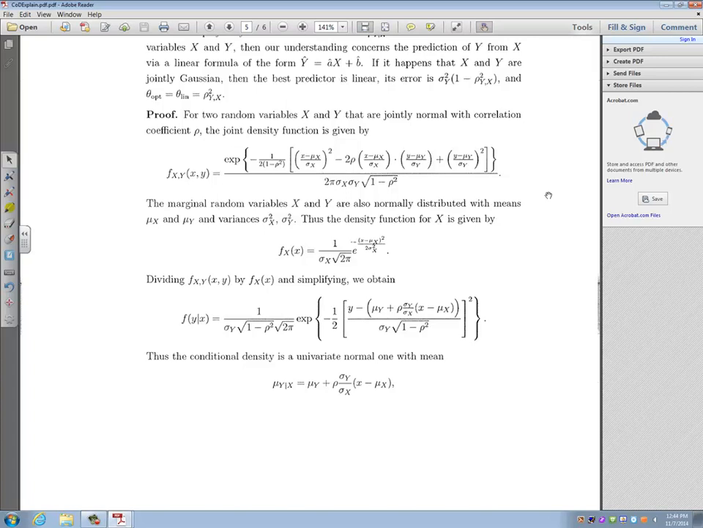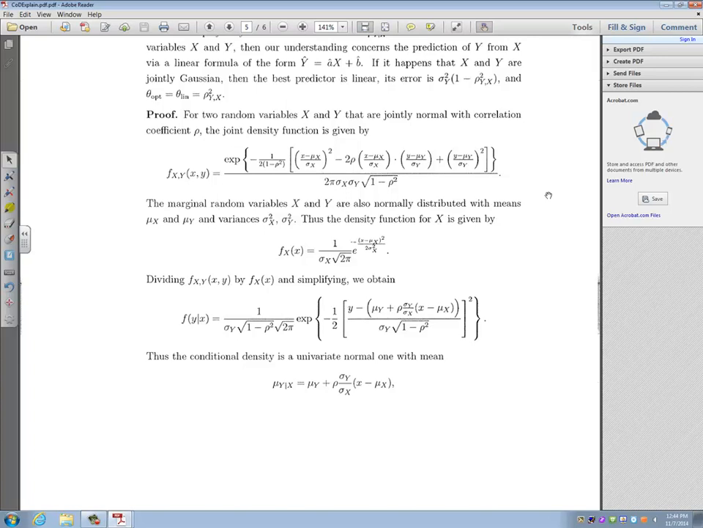Now, to get the conditional density function, because remember, the best minimum mean square error estimate is the conditional mean, if you have the conditional density, you can calculate the conditional mean from that. So to get the conditional density function, you're going to divide the joint density by the marginal density, and you get this expression. Well, this also looks like the probability density function of a normal random variable, where the mean in this case is basically whatever is sitting here.